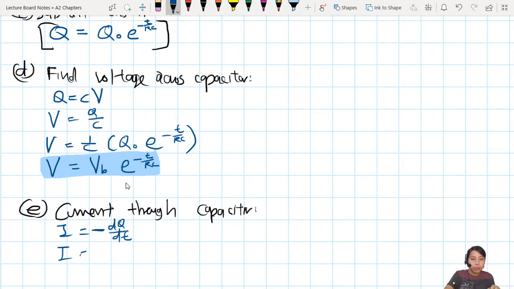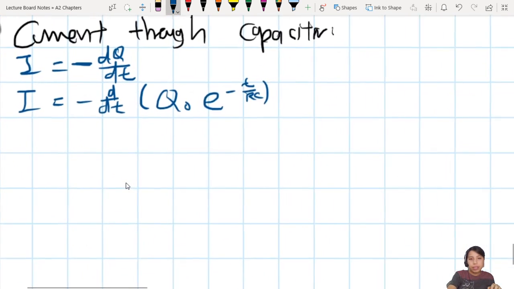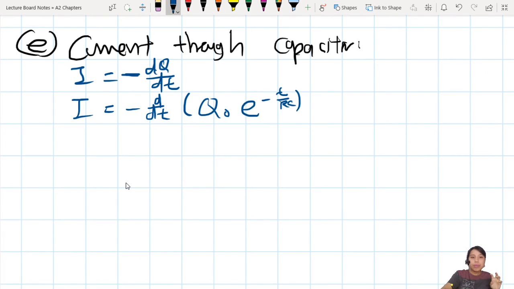So I equals negative of, you differentiate with respect to time, Q naught e to the negative t over RC. This is getting a bit small, I'm going to zoom in a bit. So what we have here will be negative.